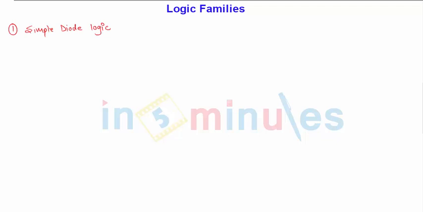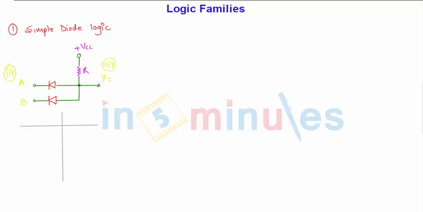So in simple diode logic, let us consider an example where you have this point as plus VCC, a resistance is there, you have here output Y and you have two inputs A and B. So this is the input section and this is the output section. Now this is a simple circuit, and simple general diodes are used. You can calculate this with the help of a truth table in which you have inputs A, B and output Y and the logic you have to define.